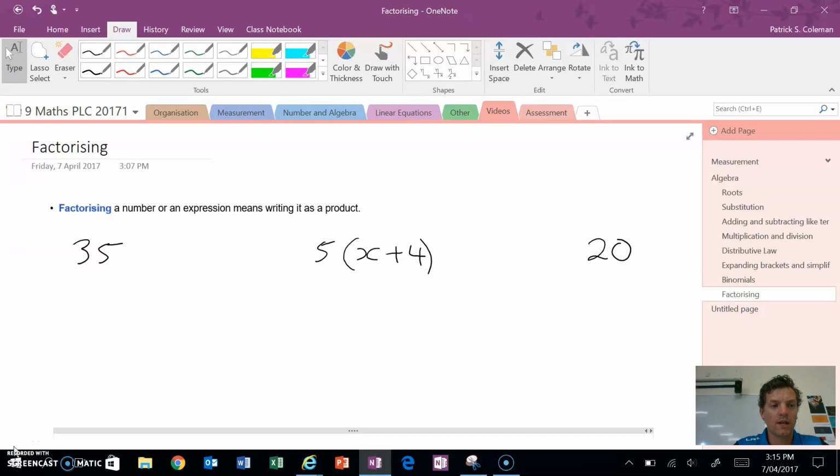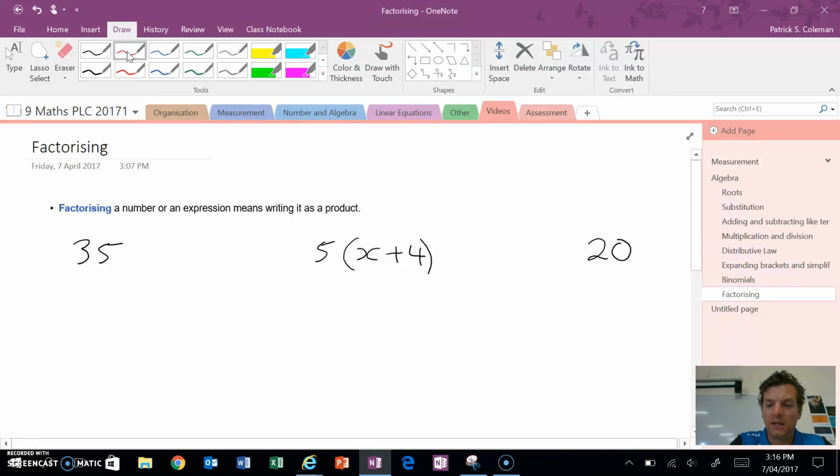In today's lesson we're looking at factorising. Now factorising means we take a number or an expression and we write it as a product. So a couple of things here, we should remember that product means multiplication or times. So if we're looking at our first example here of 35, what numbers multiply together equal 35? Well, hopefully we realise that 7 times 5 equals 35. So the factors of 35 are 7 and 5.